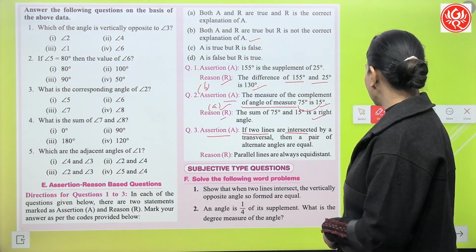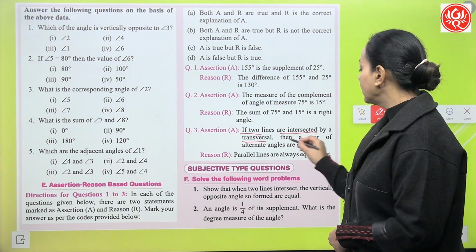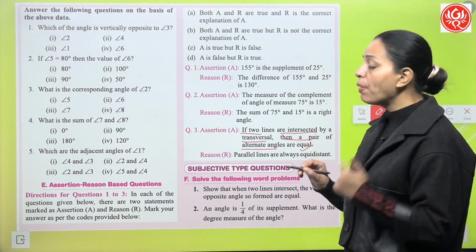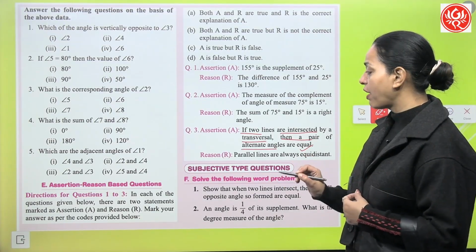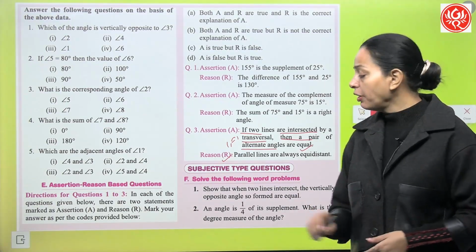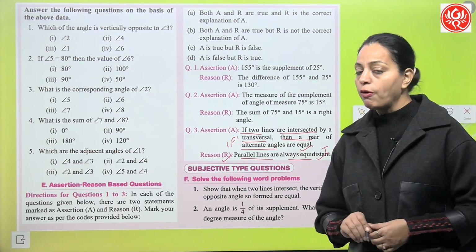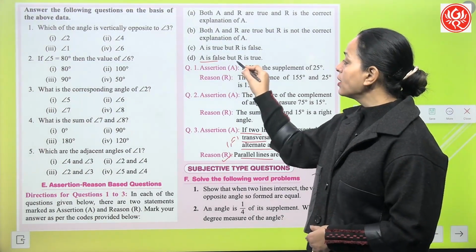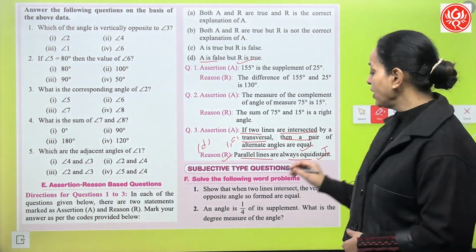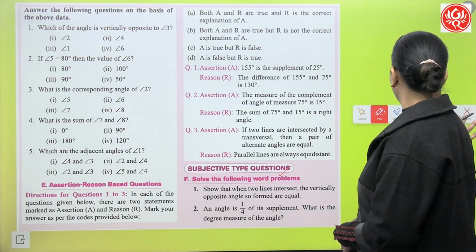Now question 3, assertion A, if two lines are intersected by a transversal, then a pair of alternate angles are equal. No, it should be if two parallel lines are intersected by a transversal, so this statement is false, and reason R, parallel lines are always equidistant. This is true. So A is false but R is true. So here the answer is D. Right? Now we are coming to subjective type questions. You can try these on your own.